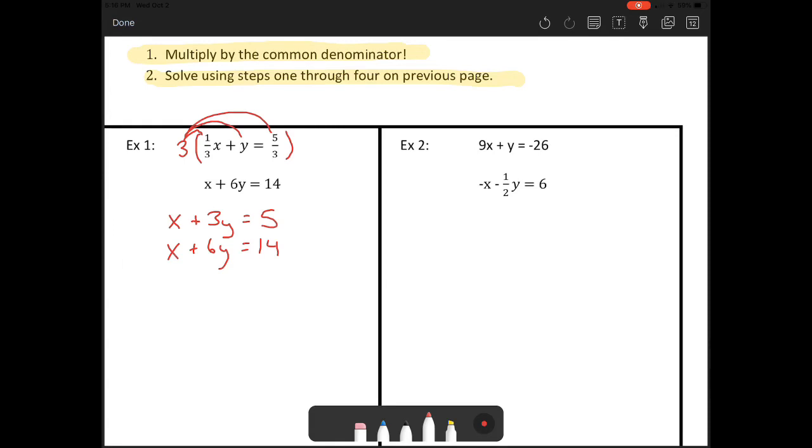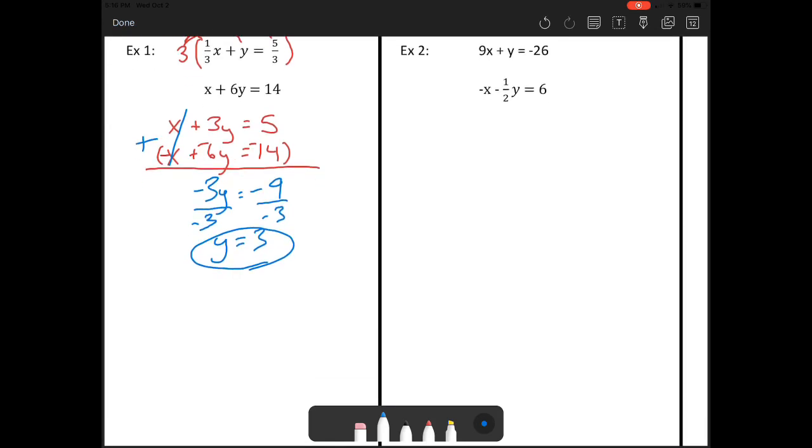Well, one of these has got to be turned opposite. So if I multiply this entire equation by a negative 1, I'm going to end up with negative x, negative 6y, negative 14. And that's great, because then we're going to add those together. So our x's are going to cancel. I'm going to end up with negative 3y, and I'm going to end up with a negative 9. From here, I've got to simplify for y, so I'm going to divide by negative 3, and I get y equals 3.